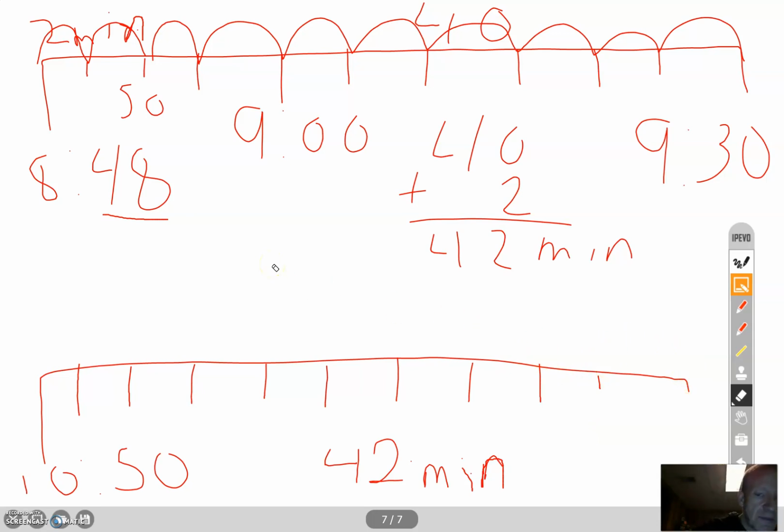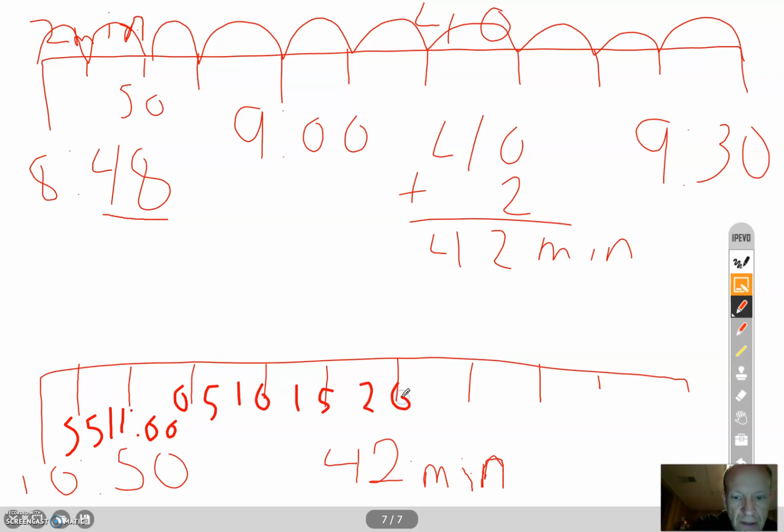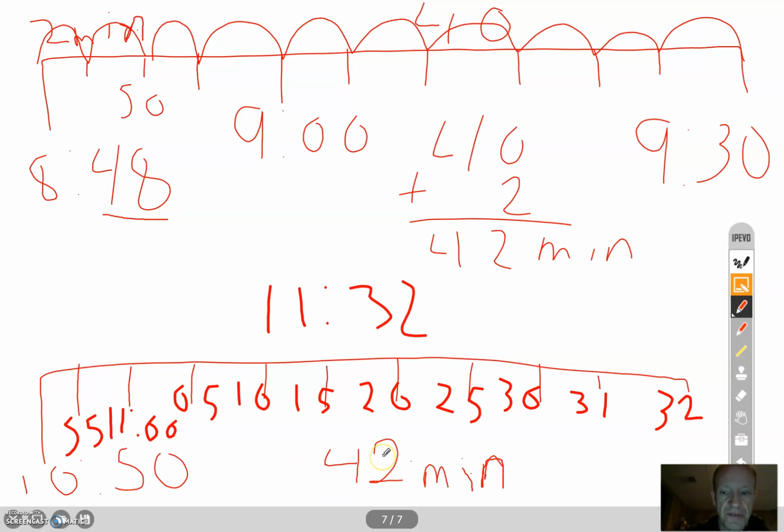Okay, so I'm going to count my time on my clock. So this would be 55, and this would be 11, and then 05, 10, 15, 20, 25, 30, and then I have to start counting by ones because this is my little time. 31, 32. Okay, so my ending time would be 11:32.